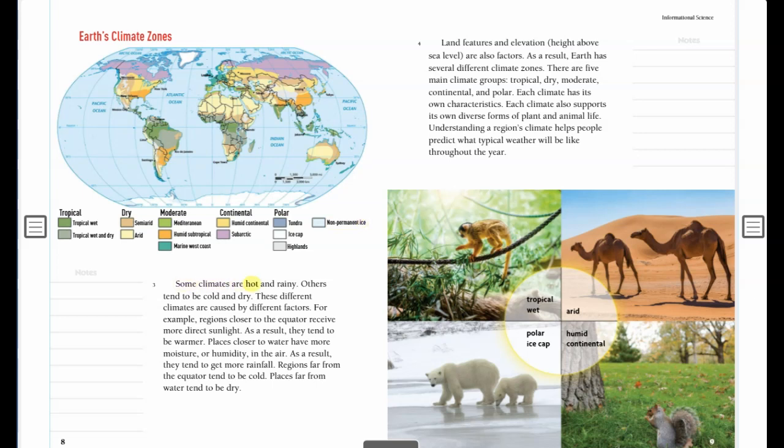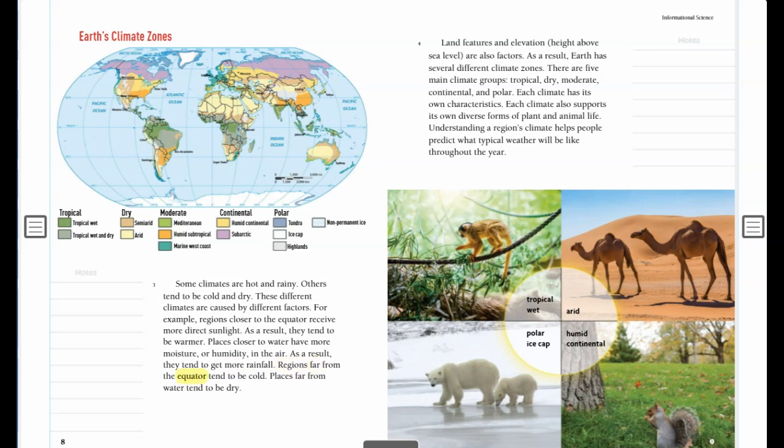Some climates are hot and rainy. Others tend to be cold and dry. These different climates are caused by different factors. For example, regions closer to the equator receive more direct sunlight. As a result, they tend to be warmer. Places closer to water have more moisture or humidity in the air. As a result, they tend to get more rainfall.